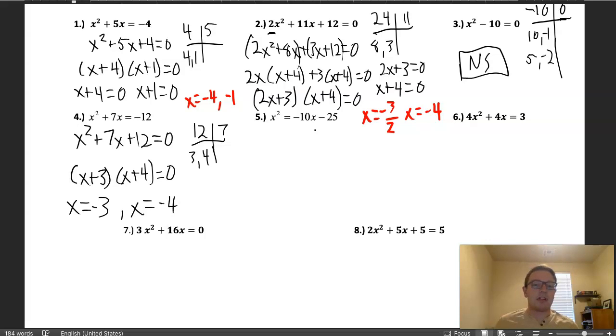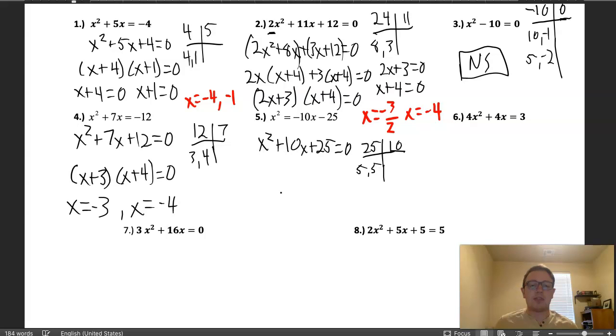For this one, I'm going to bring everything over to the left side. I don't like dealing with negatives. So this will become x squared plus 10x plus 25 is equal to 0. And factors of 25 that add up to 10, well, that's clearly just 5 and 5.